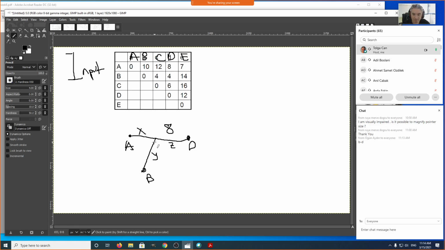So what do I know about X, Y, Z? I know what X plus Y is, right? I know what Y plus Z is. And I also know what X plus Z is. What are these? They're in the input matrix. X plus Y is equal to the distance between A and B, which is 10. Y plus Z is equal to the distance between B and D, which is 4, given in this matrix. And X plus Z was the distance between A and D, which I already know, which is 8.